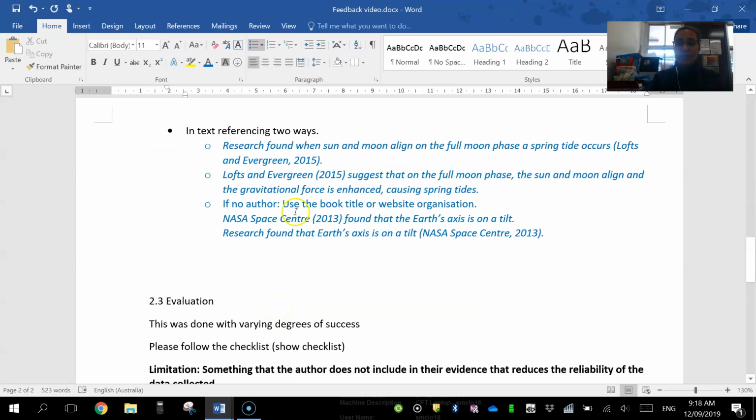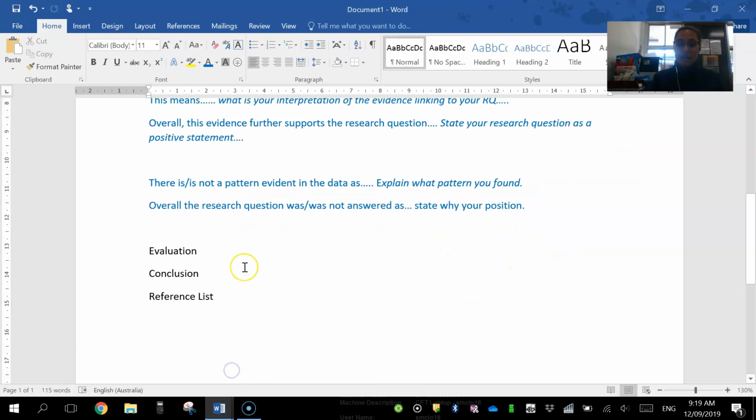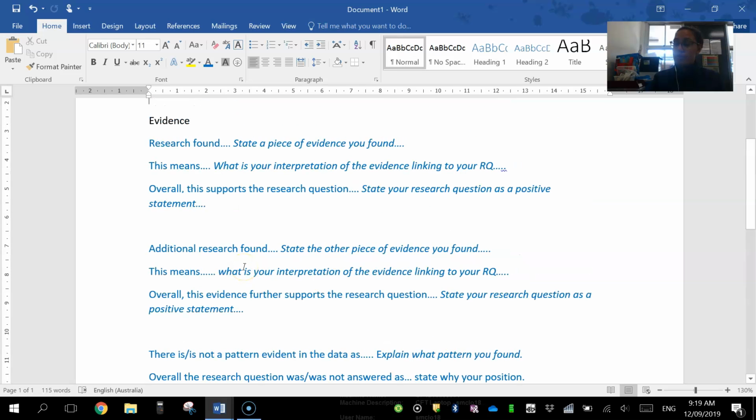And then in-text referencing. Now remember, you can do this two ways. You make a statement and put it all in brackets, so the author and date afterwards, or you mention the author, the date in brackets, and then suggest whatever it is. If there's no author, use the book title or the website organization. So NASA Space Center found this, and then research. Otherwise, as a statement, research found this, and then the whole author date in bracket. So with that in mind, pause the video and complete your evidence section.